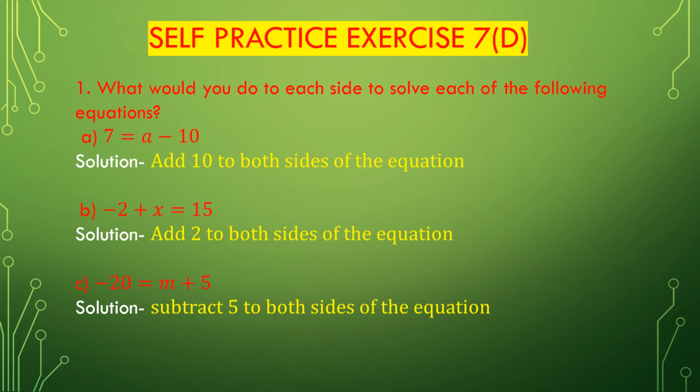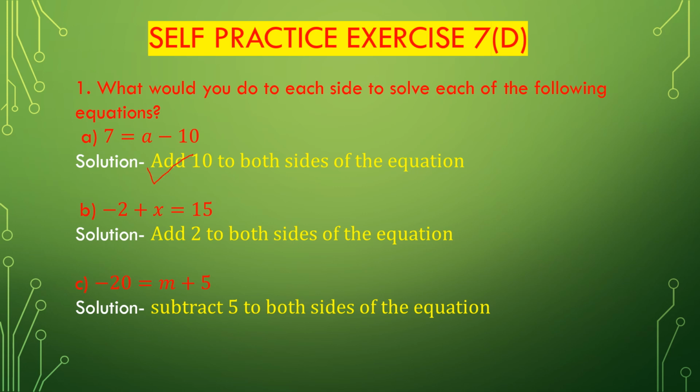Now we solve question number 1. Question number 1 is what would you do to each side to solve each of the following equations. First bit A is 7 equal to A minus 10. This is the equation given and what we have to do for each side of this equation to solve this variable A. So add 10, A minus 10 is on right hand side, so you have to add 10 to both sides of this equation.